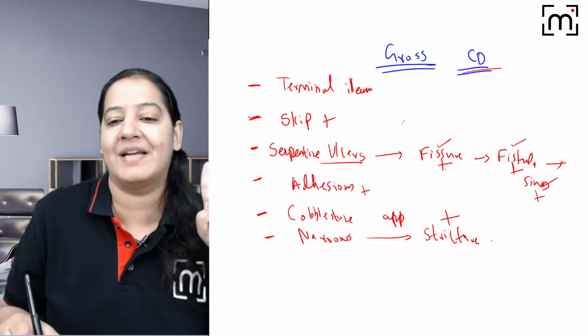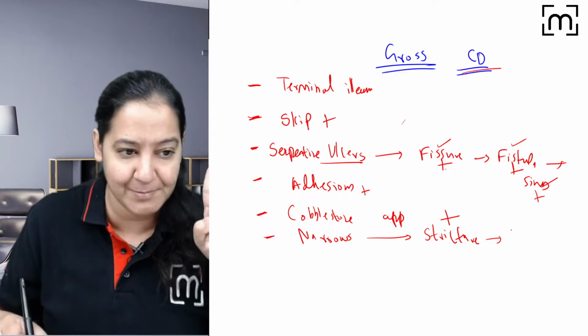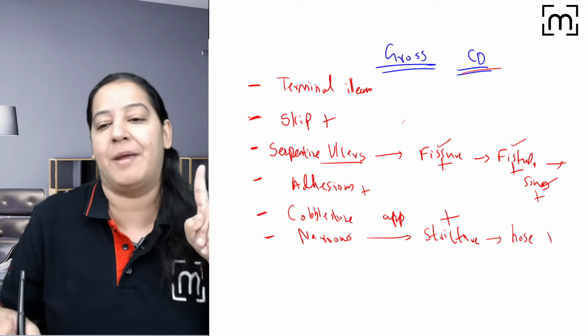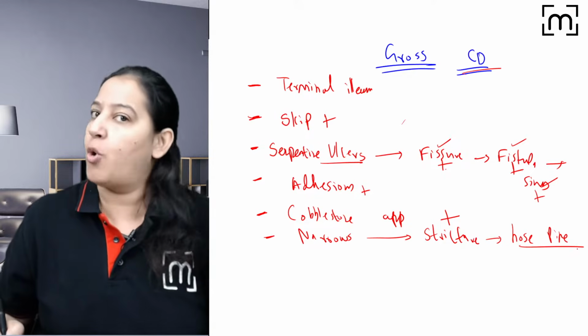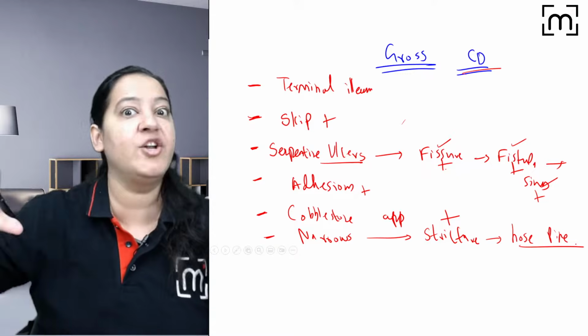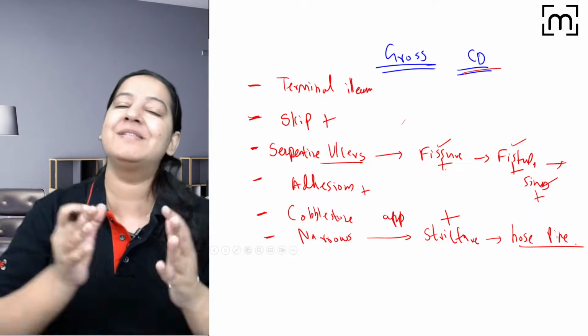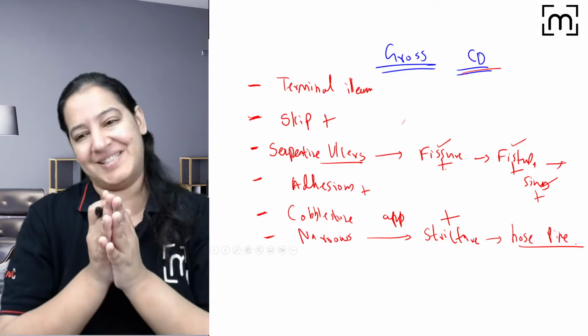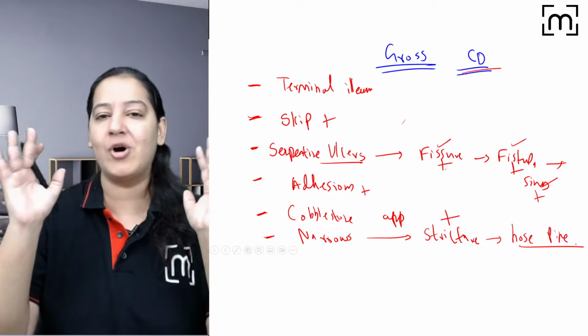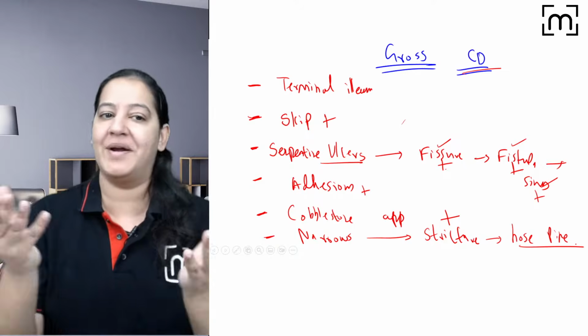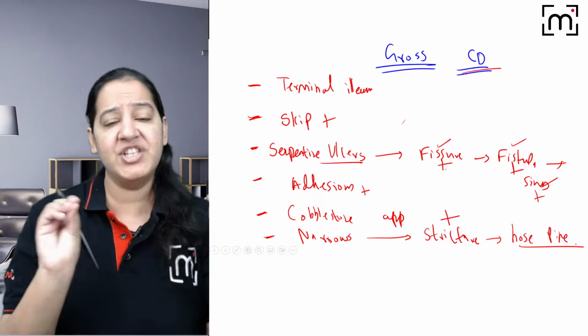Here strictures are present and it gives a typical appearance. Yes, Padmavati, it is hose pipe. I want to hear this name, hose pipe. A pipe with narrow lumen is hose pipe and a pipe with widened lumen is garden pipe. So garden pipe will be seen in UC, but here it's hose pipe in CD. So these are the points in gross you have to mug up, or you have to learn, you have to understand. I have shown diagrams on each and every point.